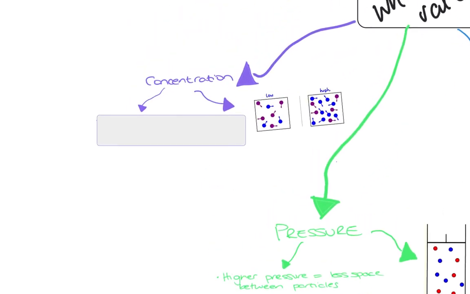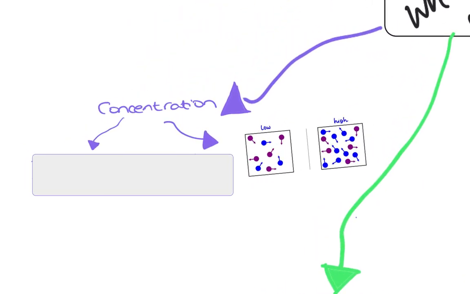Moving on to concentration, which is very, very similar to pressure. But normally with concentration, we're talking about solutions. So it could be solids dissolved within liquids. It can be 2 liquids dissolved together. On the diagram, you can see on one side, on the left, you've got the low concentration, and on the right-hand side, you've got high concentration.